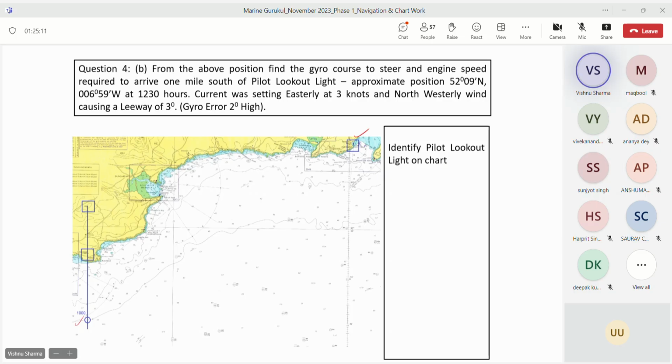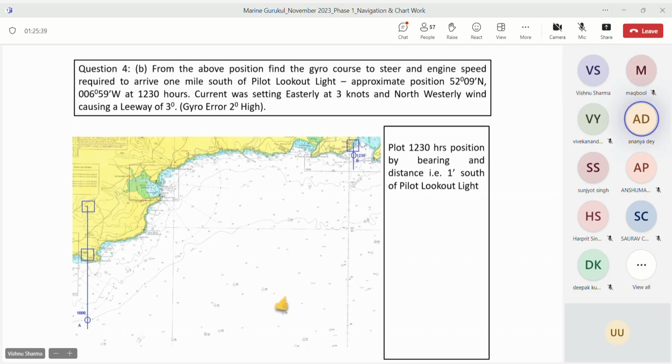Guys, in this question, where do I want to start from? I want to start from 1000 hour position. I put that position as A. And I have put that position B where I want to be at 12:30, correct, beta? 1 mile south of lookout light. Does everybody agree that A is my departure position? B is my destination position or arrival position? Yes or no?